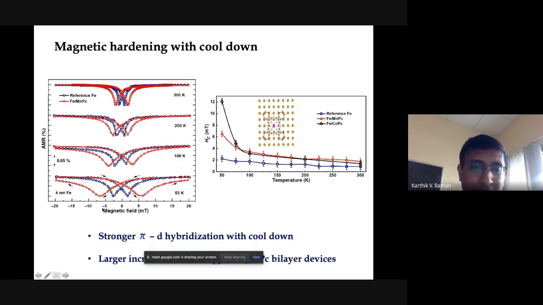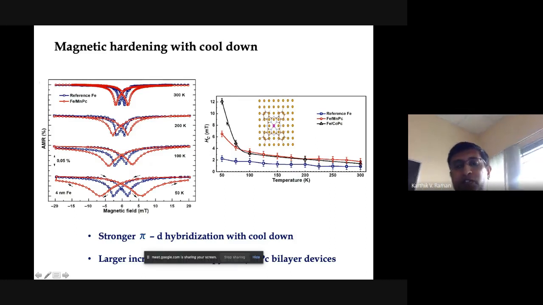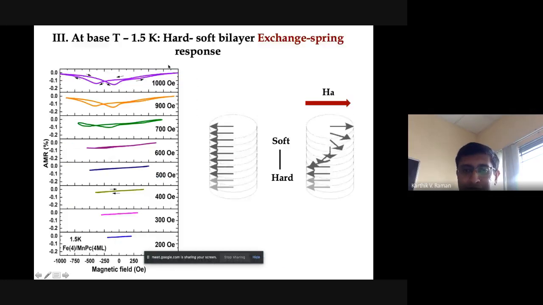So the dip in the AMR that you see here is a representation of the coercivity or switching field. What you observe is that the reference iron, the blue one, is primarily very flat. But the molecule one picks up, and below around 100 Kelvin, it really shoots up, and the coercivity or switching field really goes up. And this is driven primarily, as I mentioned, because of the chemical nature of the interaction between the molecule and the iron, a hybridization, giving rise to what is called the magnetic hardening effect.